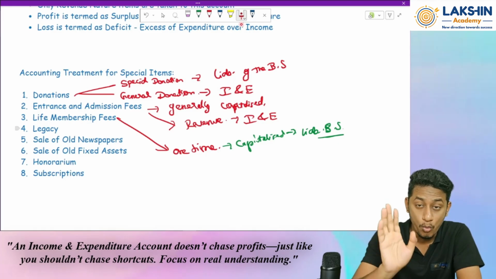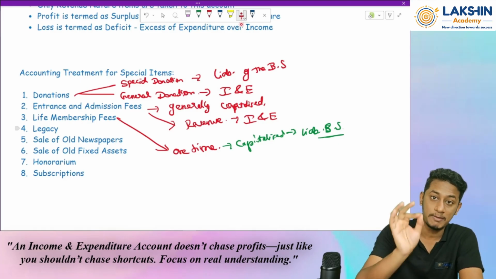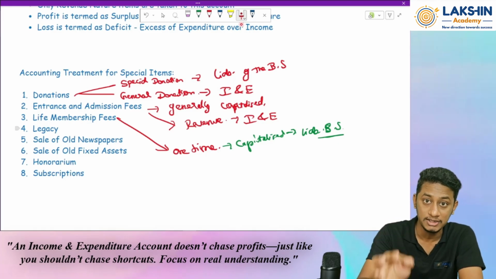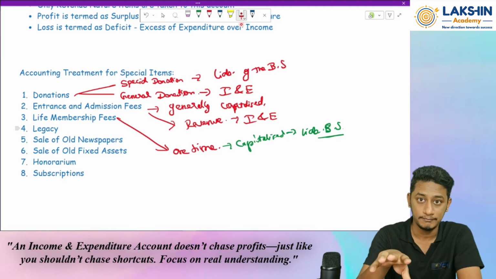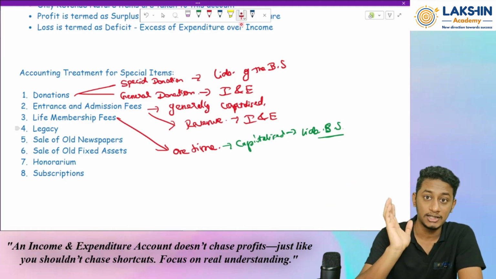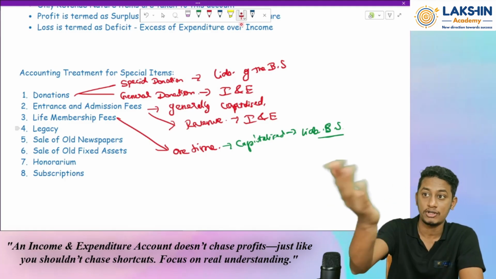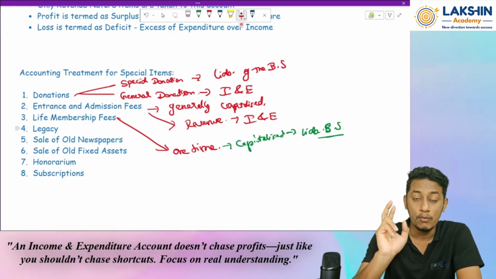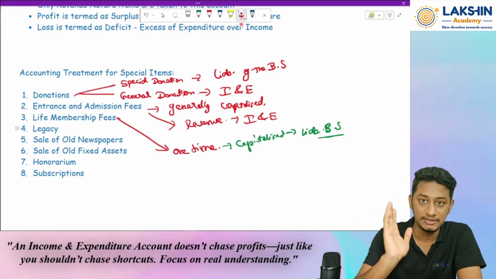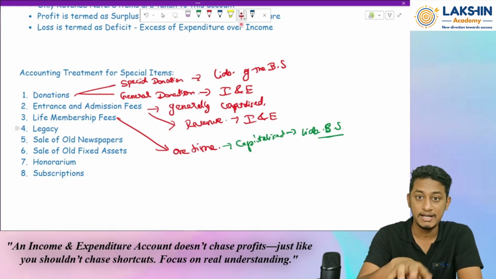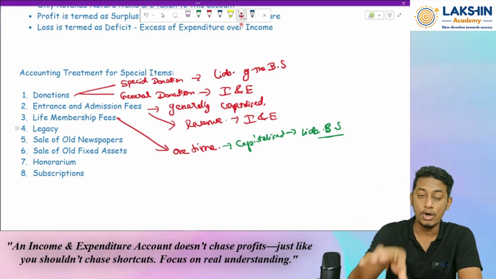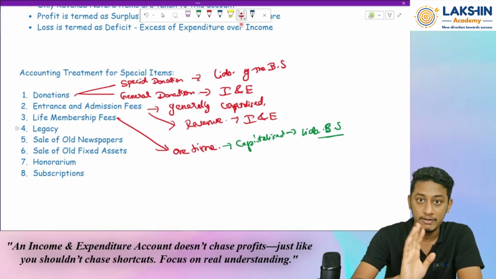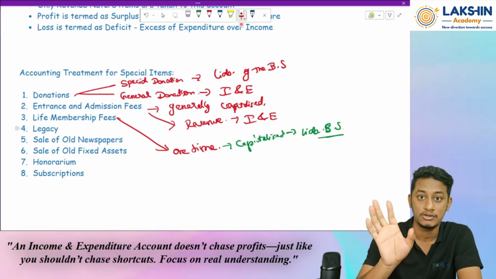Now what do you mean by legacy? Any money or any property donated by a person from his own properties. Clear? After his death, whatever money is donated to the trust will be taken as a legacy. You have heard of legacy, right? Virat Kohli's legacy. What is it? Or whatever history he has made. So in this chapter, legacy means whatever money I had before my death will be donated to a trust. This is what is called legacy.